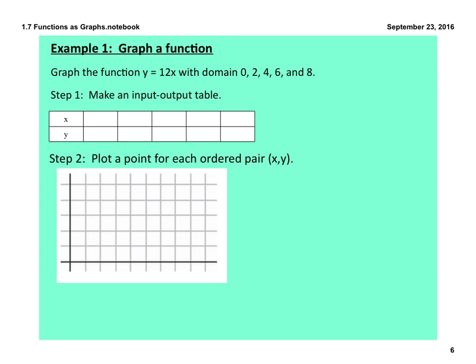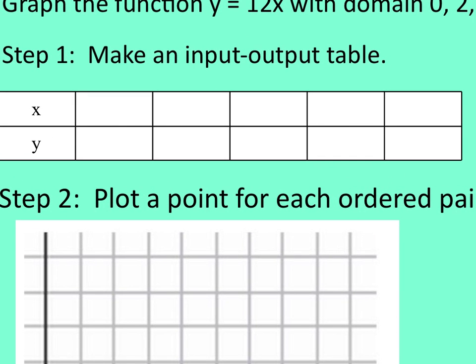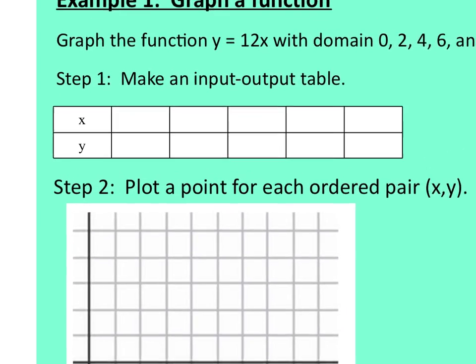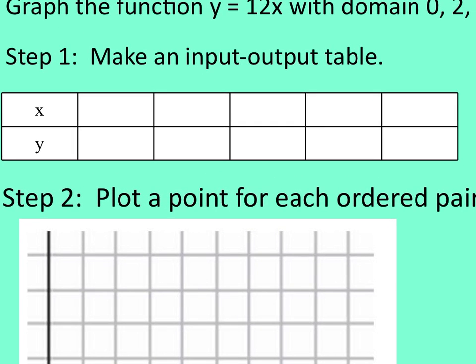So here's our first example. We're going to graph the equation y equals 12x with domain 0, 2, 4, 6, and 8. And the way we're going to graph this function is we're going to make an input-output table. So it's y equals 12x and our domain 0, 2, 4, 6, 8. So those are our inputs. Those are the values of x that we want. Now we need to find the values of y. And this rule says that we're going to do 12 times x.